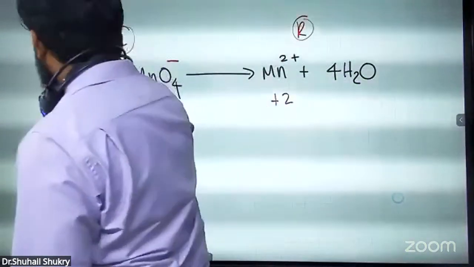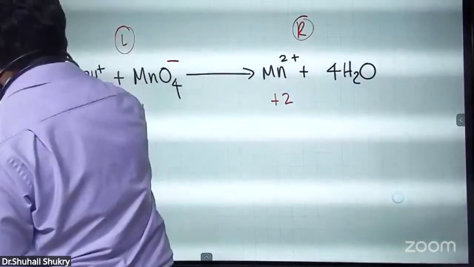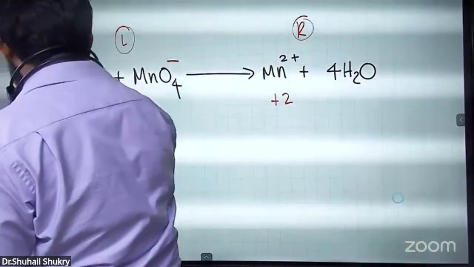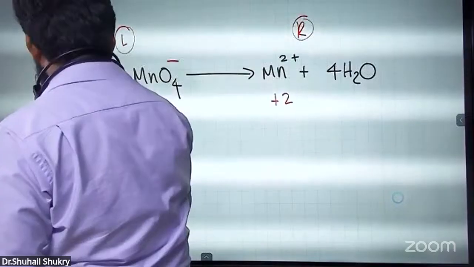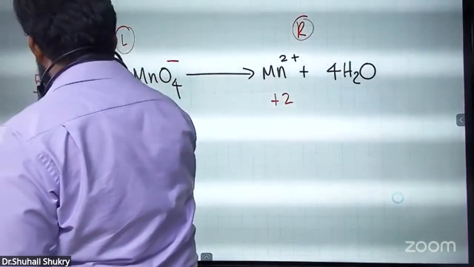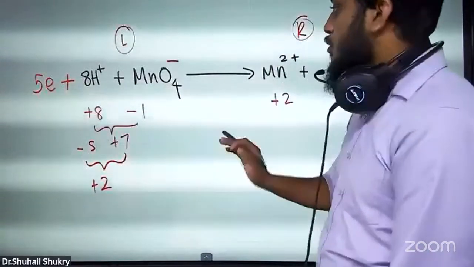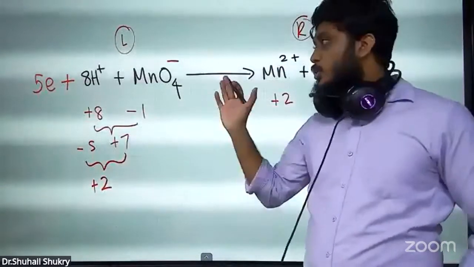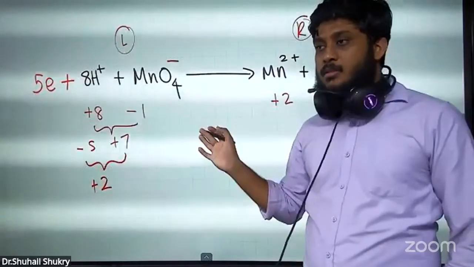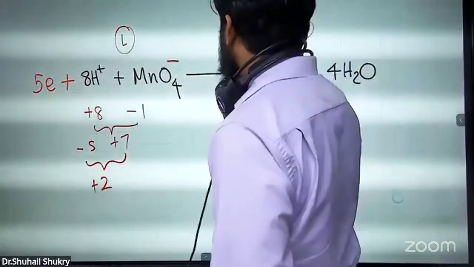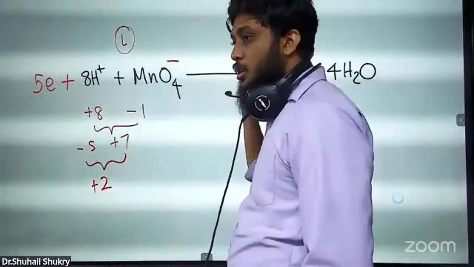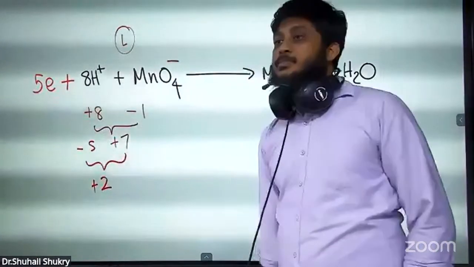So how many electrons I have to add for this process? 5 electrons. If I add 5 electrons, minus 5, then minus 5 plus 7, finally it becomes plus 2. So both sides are plus 2, then okay. This is known as what? Redox. Okay, in redox reaction, this is reduction half reaction. This is a full reduction half reaction.